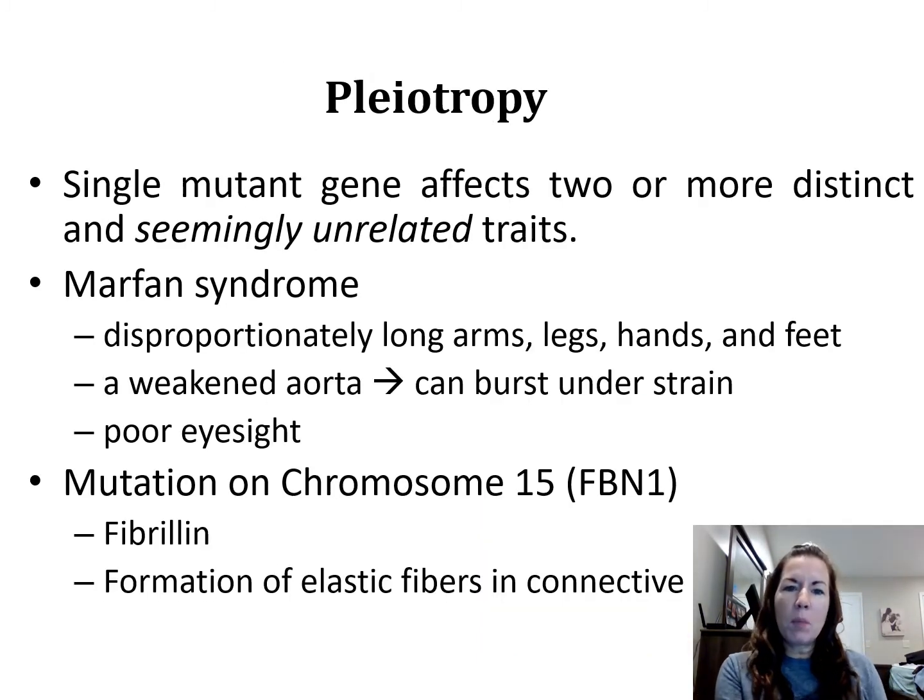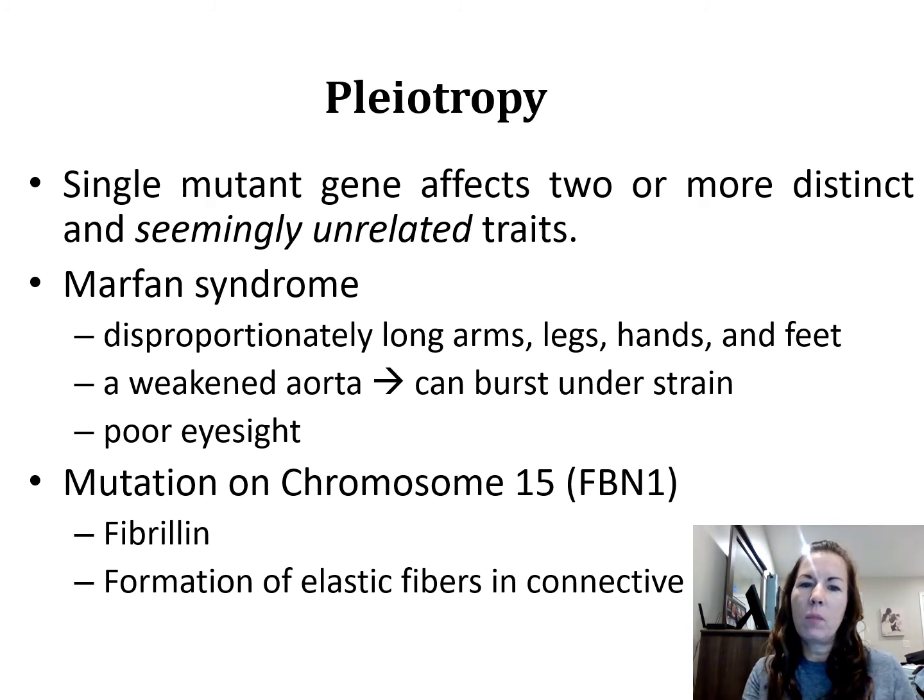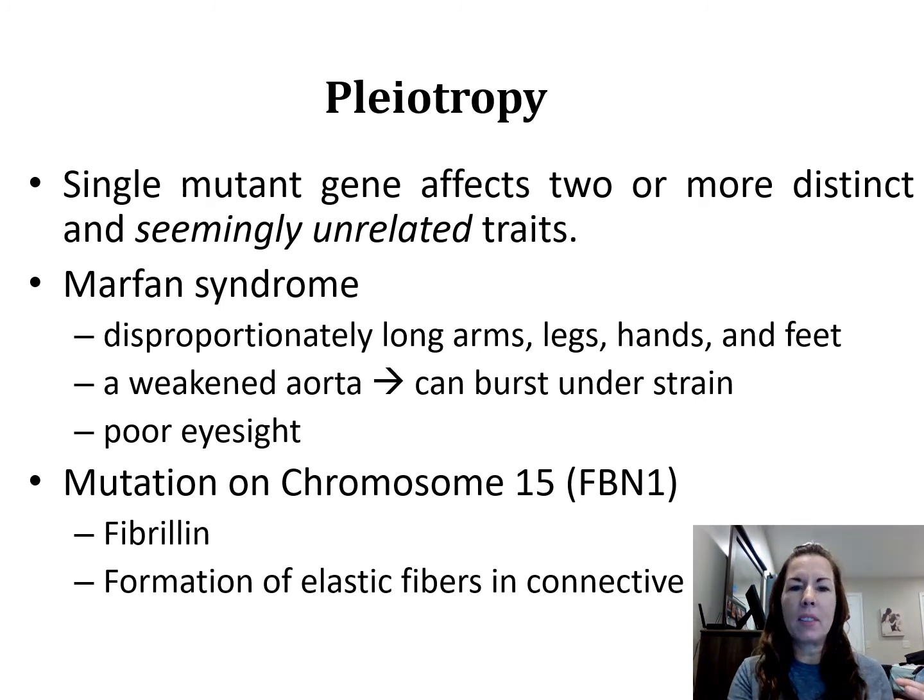You can see an example of pleiotropy, which is what happens when a single gene that's mutated affects two or more very distinct, very unrelated seeming traits. Like in Marfan syndrome, you have disproportionately long hands, arms, legs, and feet. And then also at the same time, you have a weakened aorta and poor eyesight. And none of those things really seem like they're tied together, but they're the result of this one mutation.